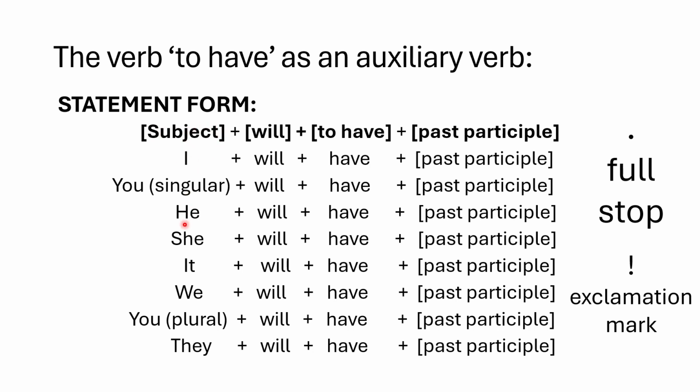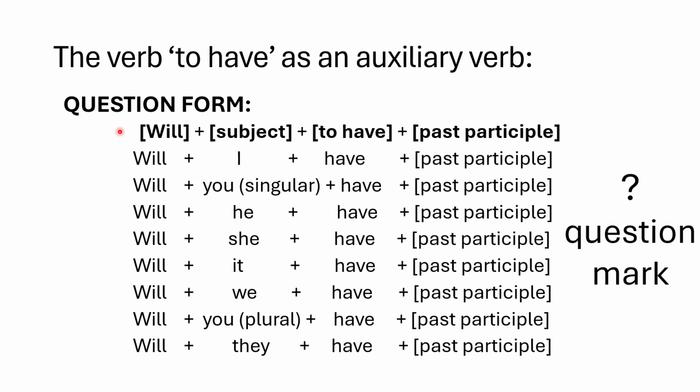Subject plus will plus the verb to have conjugated in the future perfect tense plus the past participle verb. The punctuation at the end of a sentence is a full stop for a statement and an exclamation mark for an exclamation.